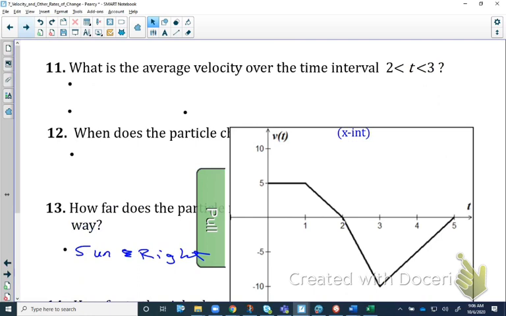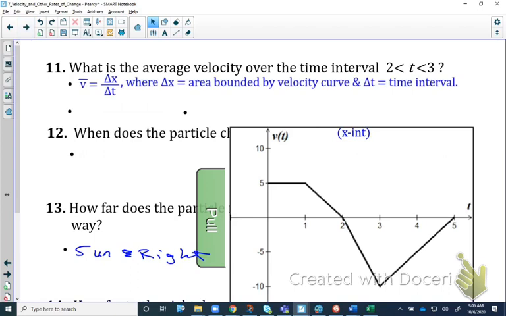11, what is the average velocity? Now here, this is where things are going to start to get a little bit interesting. This is actually going to allude to what we're going to get to at some point, known as integration, the integral, the area under a curve. So here, what is the average velocity over the time interval from 2 to 3? What we're looking at, the average velocity, meaning that horizontal line over the v representing the average velocity, is the area bounded by the velocity curve along that time interval.